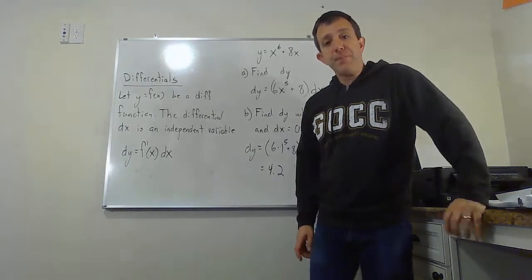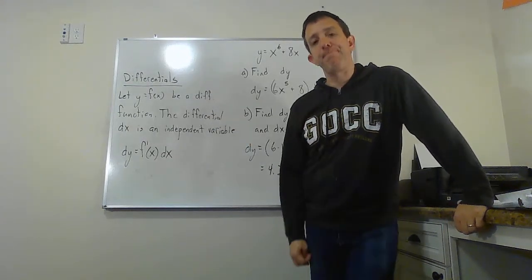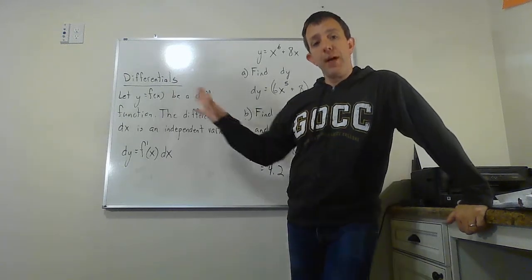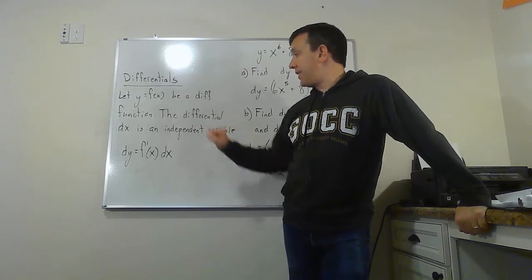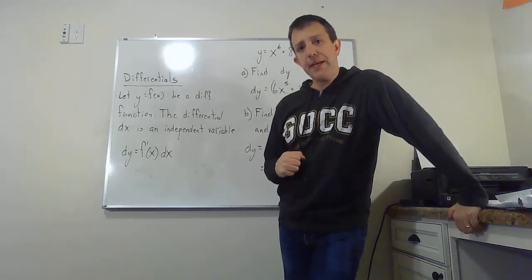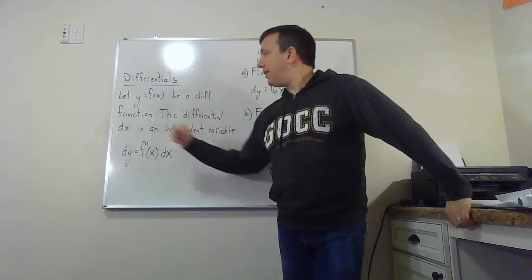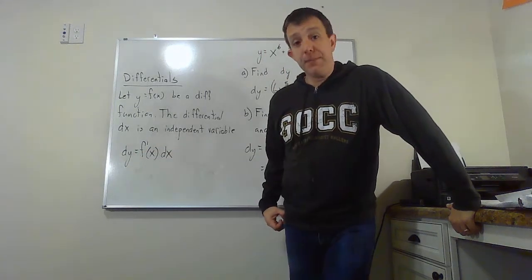All right, so next up, differentials. So we want to let y equal f of x. Let y equal f of x be a differentiable function. The differential dx is considered to be an independent variable, so we're going to plug numbers in for that. And dy, the differential y, is equal to f prime of x times dx.